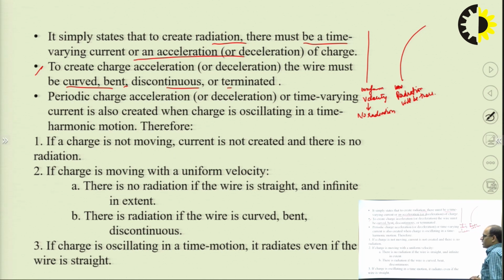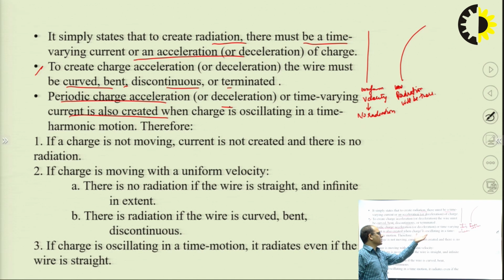So this wire will act as an antenna. Periodic change, acceleration or deceleration, or time varying current is also created when charge is oscillating in a time harmonic motion. Therefore, if charge is not moving, the current is not created, then there will be no radiation. First condition is that if charge is not moving, there is no current and there will be no radiation.